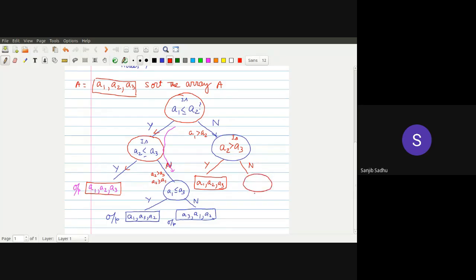Similarly here, what you will do, if it is no, then tell me: here A1 is greater than A2 and A3 is greater than A2. So I should compare A1 and A3.